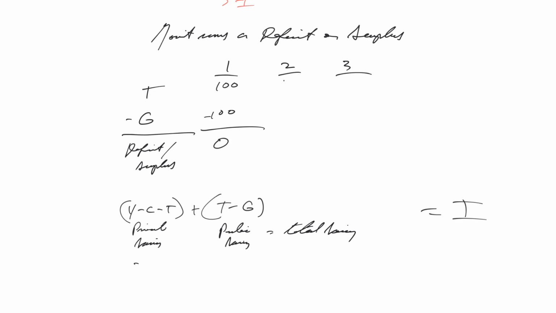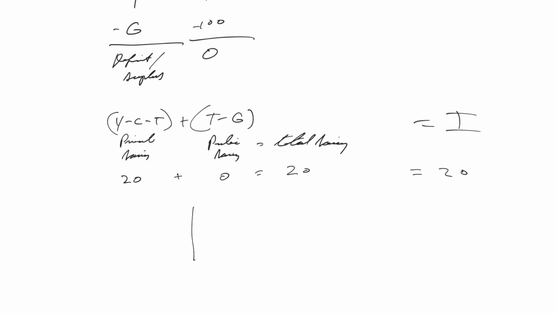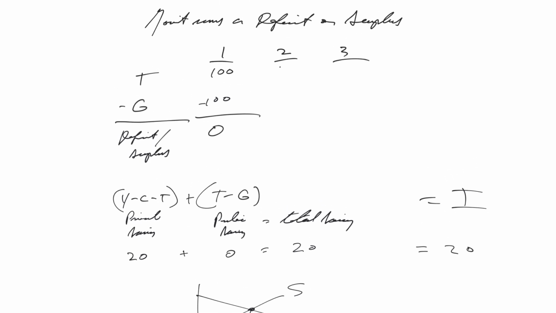So, let's give it a number. Let's say private savings is 20, and public savings is 0. So total savings equals 20, and therefore capital investment is going to equal 20. And so on our supply and demand curves, 20. There we are. That's what that looks like.